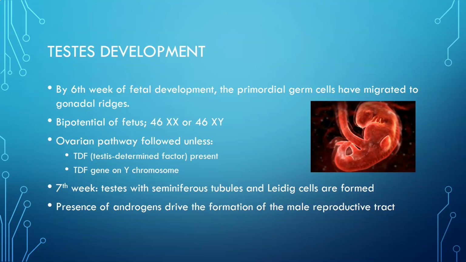on the Y chromosome. In the 7th week, the testes with the seminiferous tubules and Leydig cells are formed, and the presence of androgens drives the formation of the male reproductive tract. So Leydig cells are some of the cells that start producing testosterone, and so the little boy fetus produces testosterone, and that drives the male reproductive tract.